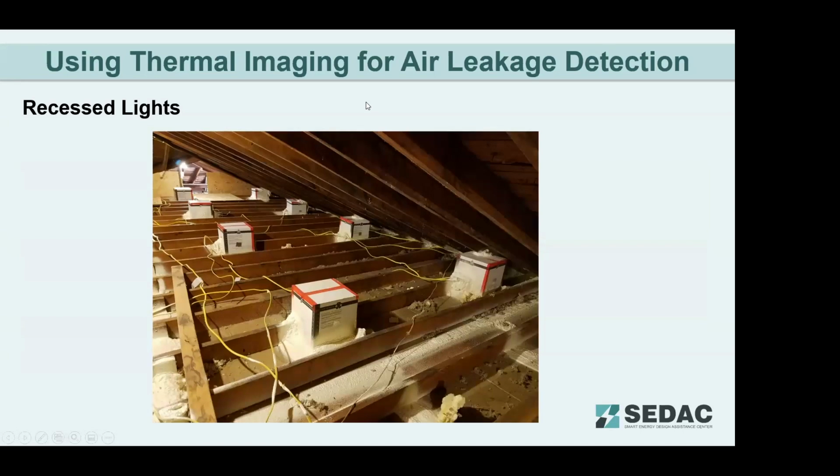For example, this is recessed lights in an attic that have been sealed with boxes made for recessed light can covers. Basically a cardboard box with a coating on the inside to slow the ignition to fire.